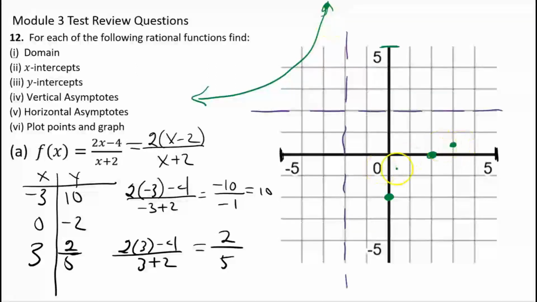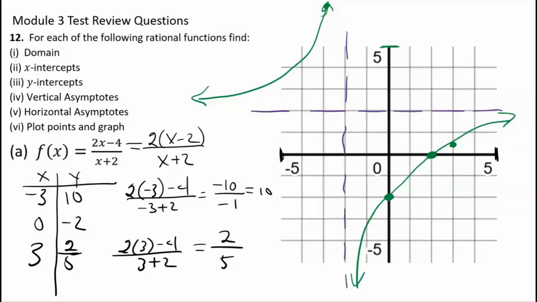Over here, from here, it's either got to go up this way or down. Look, it goes down, right? It can't go up because that means it would cross the x-axis around here somewhere. And it can't. It only crosses the x-axis right there. So I cross over and I approach the horizontal asymptote.